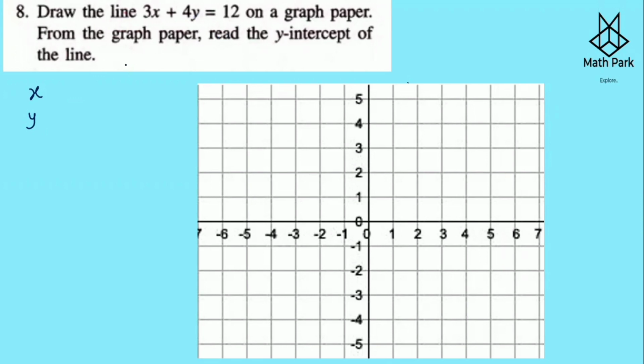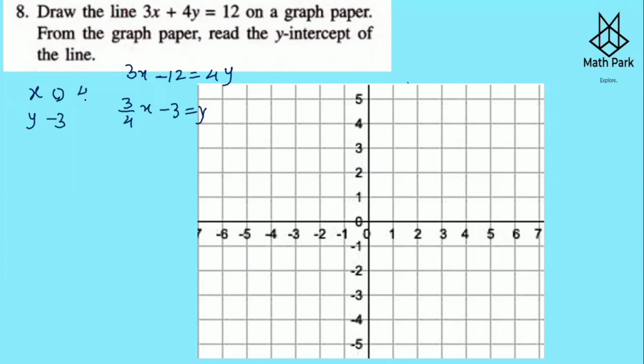So we have 3x minus 12 is equal to 4y. So you have 3 upon 4 x minus 12 divided by 4, which is 3, is equal to y. Now let us put x is equal to 0. If you put x is equal to 0, you get y is equal to minus 3.